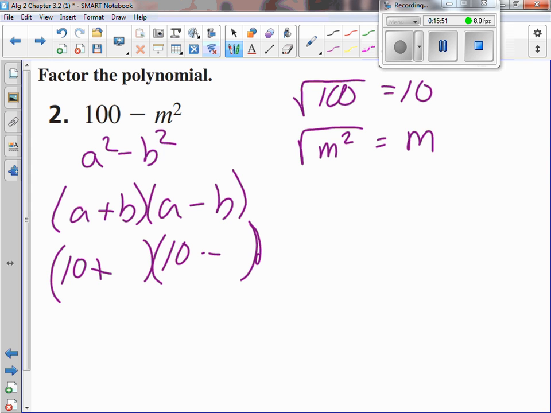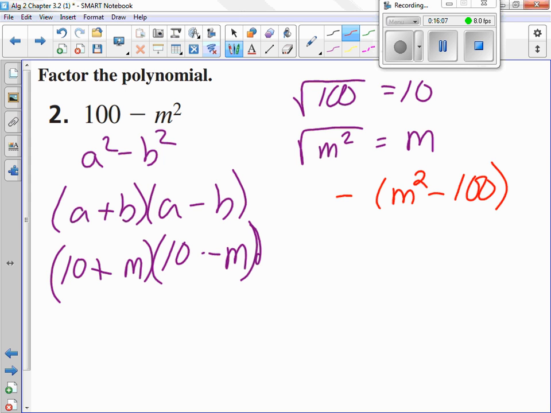So I got it right. I was talking about the side. Yeah, because that last one, we could rewrite it. I was just wondering. This here. Okay. And our answer would be negative m plus 10 times m minus 10. Okay. I was just confused where the positive and negative go.